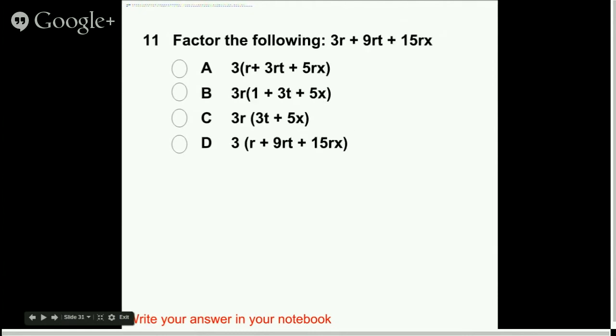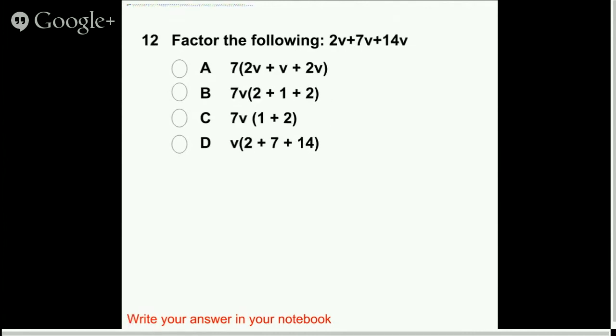All right, try this one. Go ahead and pause it. The correct answer is B. If you pull out the 3R, you have a 1 plus 3T plus 5X. Try this one. Go ahead and pause it.